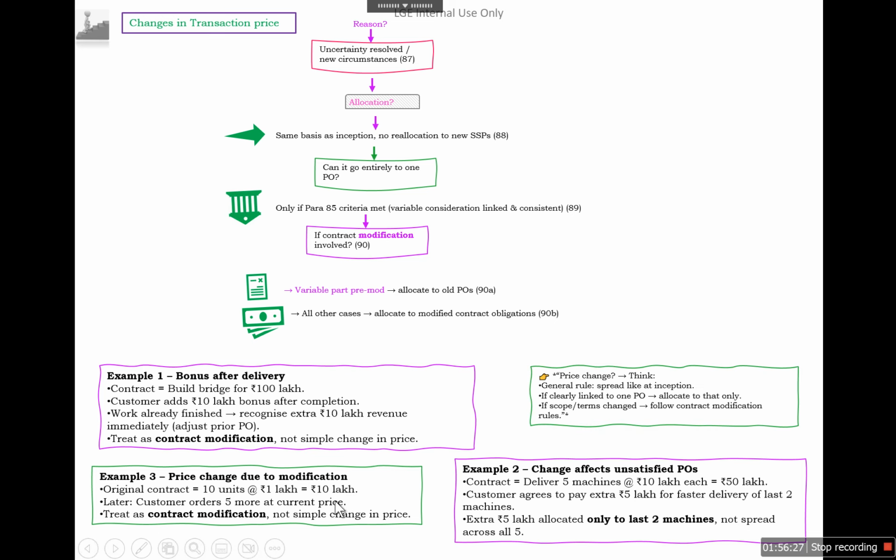So when there is a price change, we need to think: the general rule is to spread it like at inception. If it is clearly linked with one performance obligation, allocate it to that obligation only. If the scope or terms have changed, we need to follow the contract modification rules as we have discussed earlier.